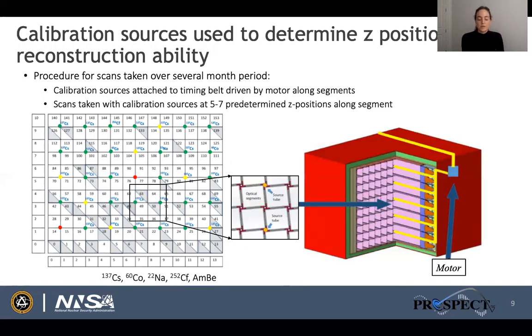So we can use calibration sources to determine this. We have some gamma and neutron sources, and what we do is attach them to a timing belt that is driven through the detector and periodically deployed at different predetermined locations along the length of the segment, as you can see here with the motor. And hundreds of these scans were taken with different sources at different deployed locations.